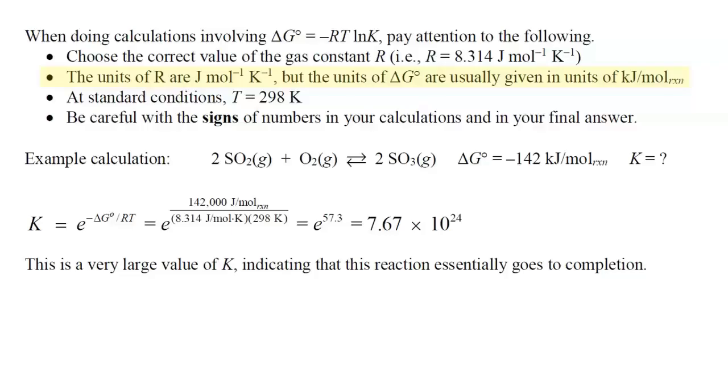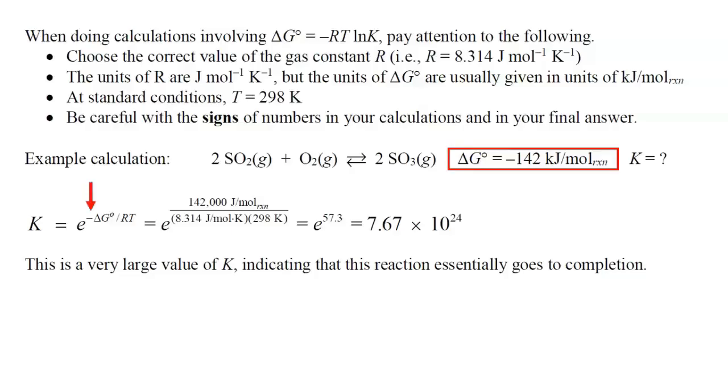At standard conditions, temperature is often listed as 298 Kelvin. And then be careful with the signs of numbers in your calculations and in your final answer. So here on this slide is an example calculation, and the delta G for this example calculation happens to be negative 142 kilojoules per mole of reaction. So take a look at what I did.